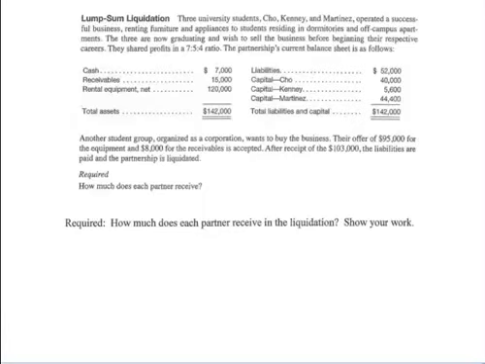Hi everybody. Let's talk about liquidations of partnerships. The problem that I sent you and that you see on the screen is from another textbook, but I think it's a pretty good problem.